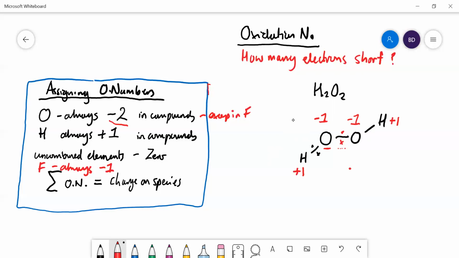And if you add them all up, well, the charge on the species is 0, isn't it? And they all add up to 0. So that's another little exception there. So put that in there. Except in H2O2 when it is -1.